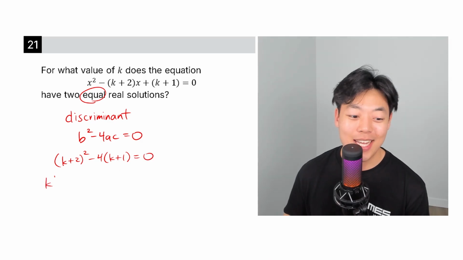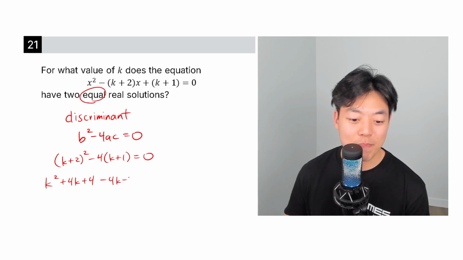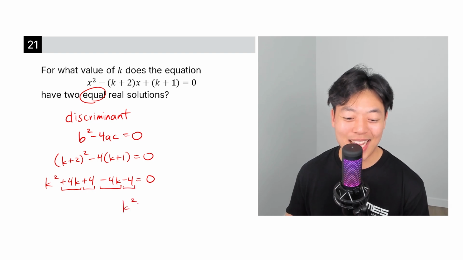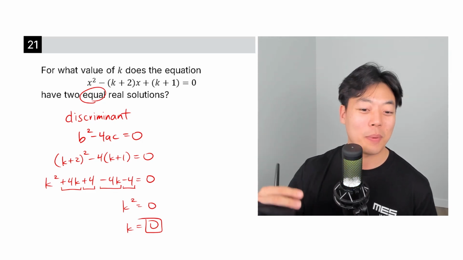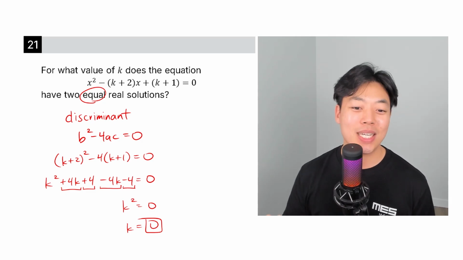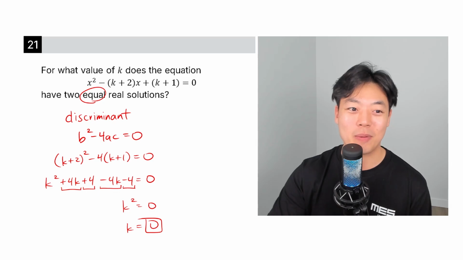Let's solve. So k squared plus 4k plus 4 minus 4k minus 4. Watch what happens. Something super neat. These go poof in the night. So k squared is equal to 0 and k is simply 0. I know that might be tough to do on a grid-in, just plugging in 0, but sometimes it'll be the simplest answers that you're gridding into some of the SAT math problems.